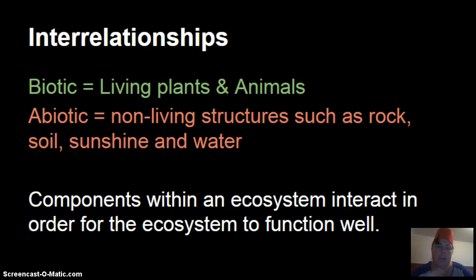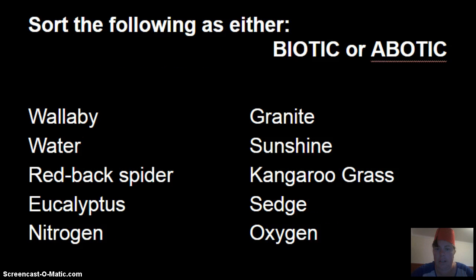Living and non-living structures. They combine together in their ecosystem to create a wonderful environment that thrives. So you need both, because without soil, the plants can't grow. Without plants, the food can't be eaten. But we need to really clarify which is biotic and which is abiotic.